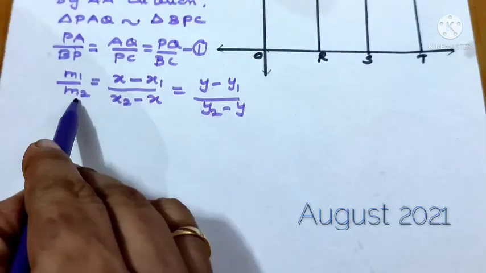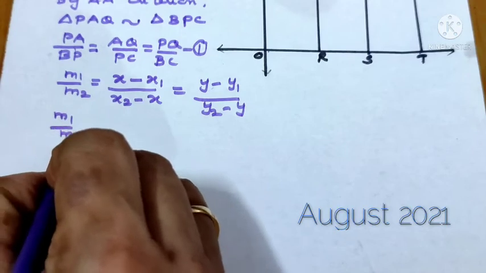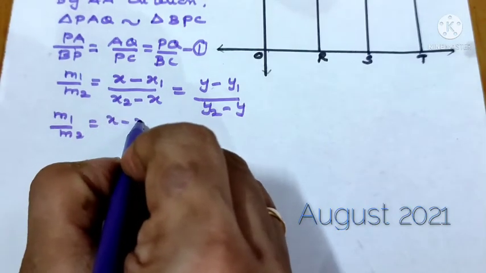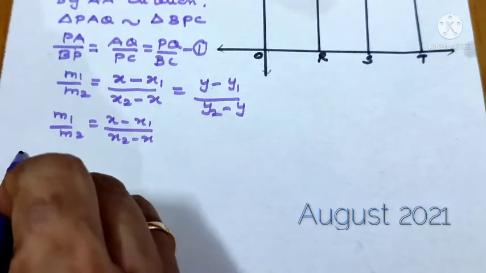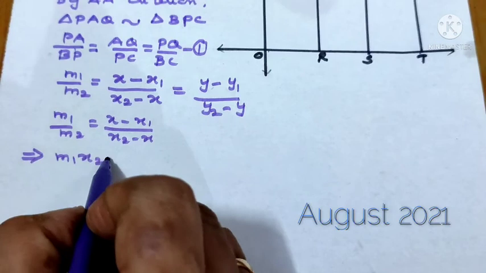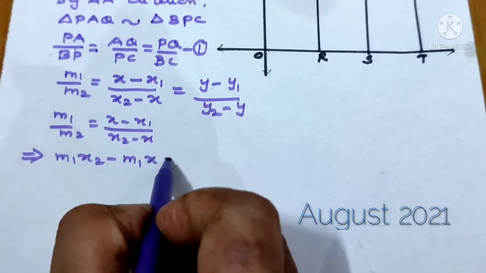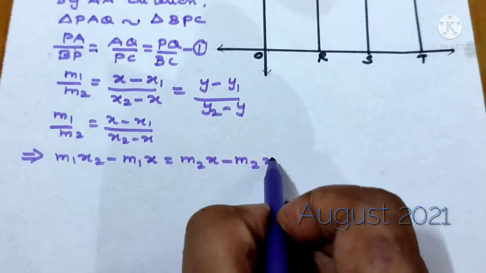Now we take the first two ratios, that is m1 by m2 equal to (x minus x1) by (x2 minus x), which implies by cross multiplication m1 x2 minus m1 x equal to m2 x minus m2 x1.